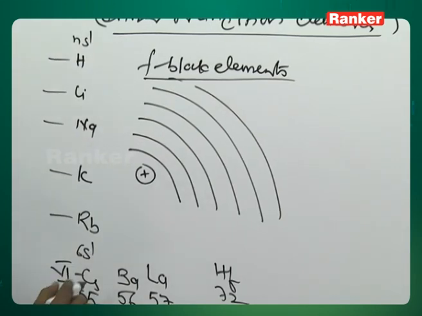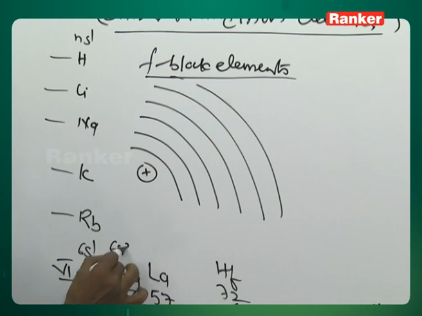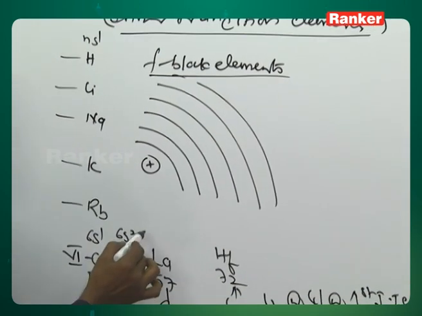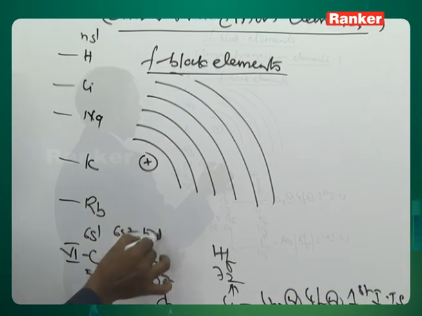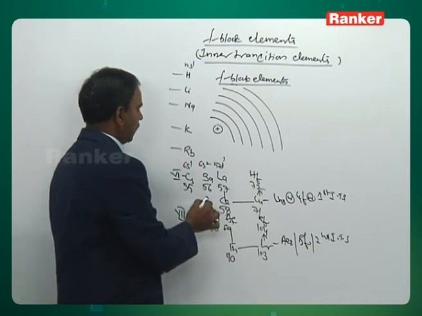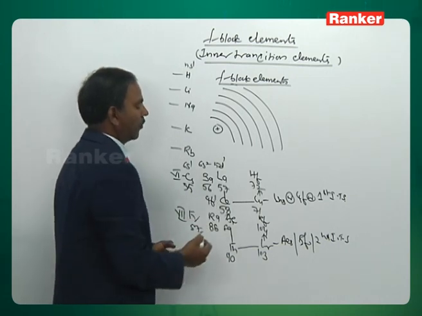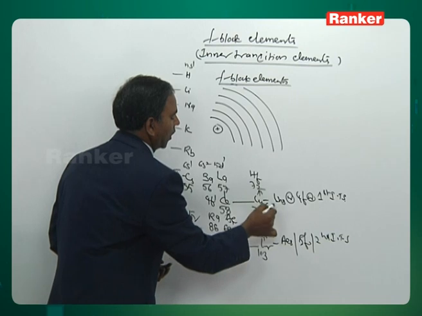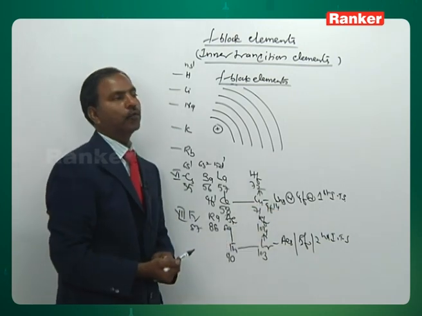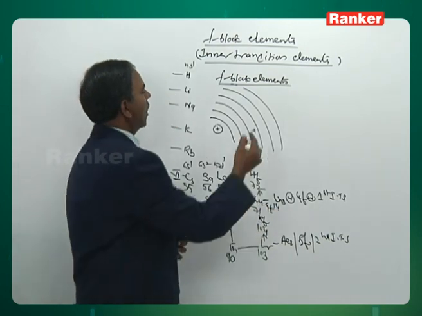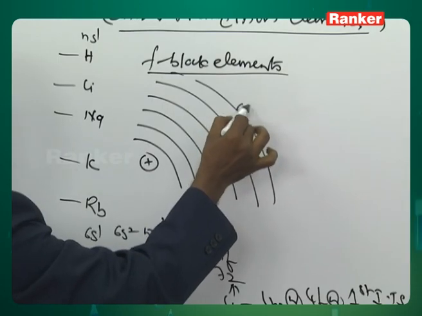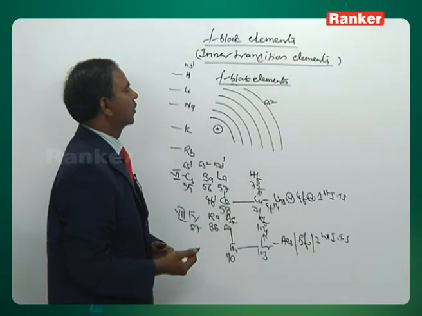6s1. After 6s1, this one will be 6s2. After 6s2, this will be 5d1. After 5d1, this is coming to be 4f1, and this is coming to be 4f14. 4f1 to 4f14. Let me write. Now this is what? 6s1 and 6s2 valence shell electronic configuration.